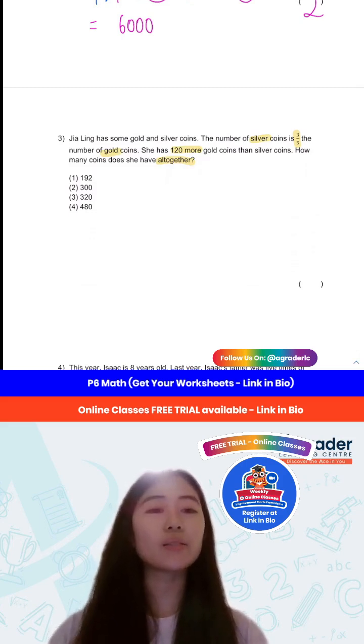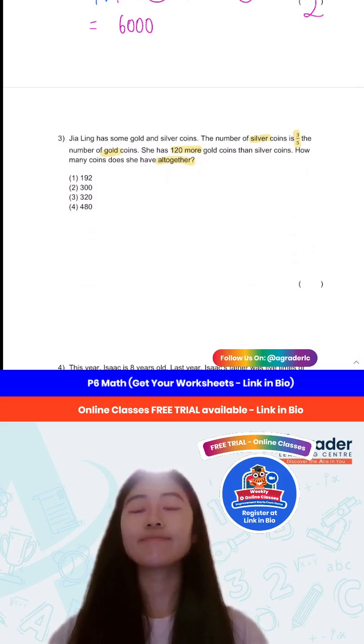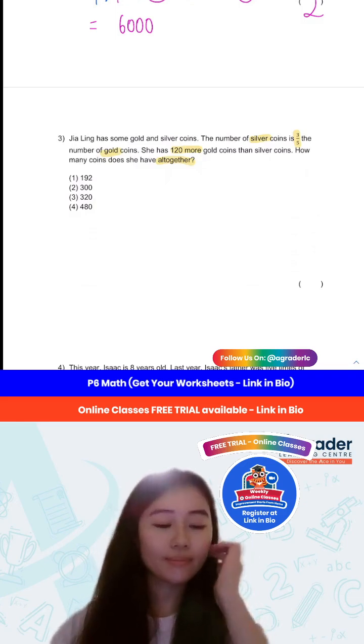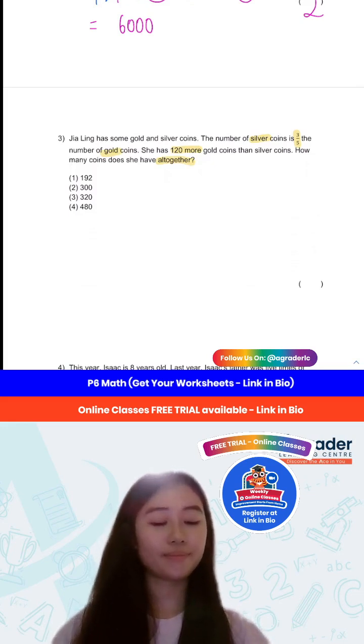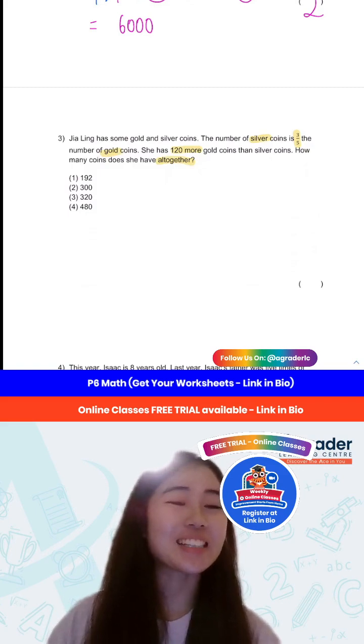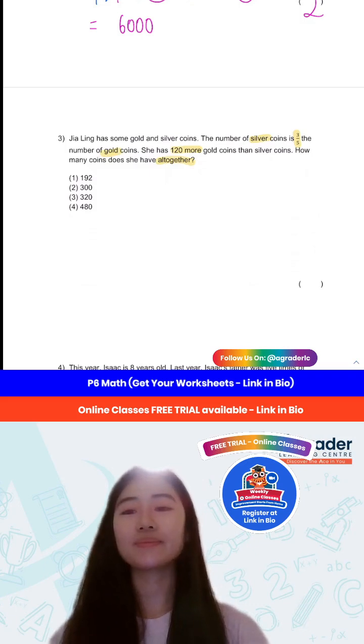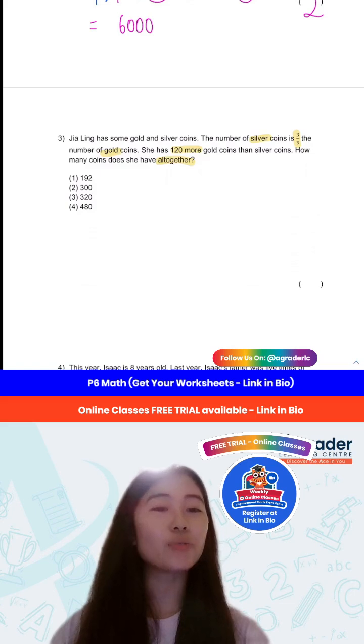Okay, so let me know your answers. Most of you say 1. Okay. Are you sure it's 1 or are you just copying each other's answer? How did you guys get 1? Anybody has a different answer? I'm not sure how all of you got 1, you know.